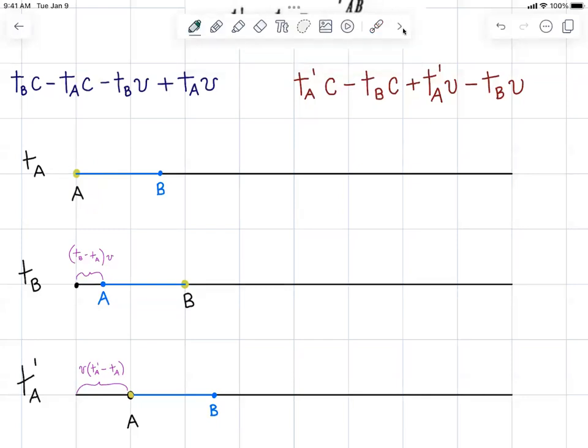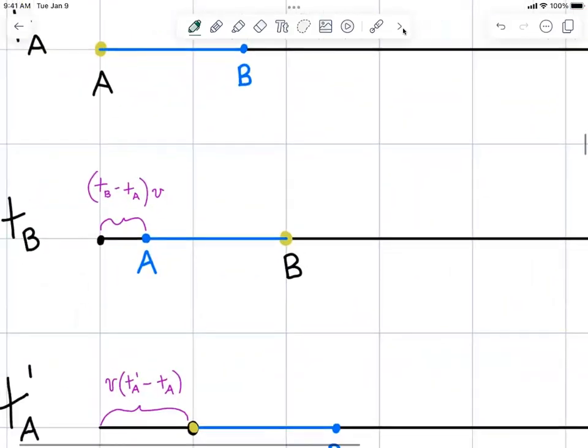So how far does light travel in the time interval TA to TB inclusive? It travels from this point all the way to this point. So this distance is equal to TB minus TA.